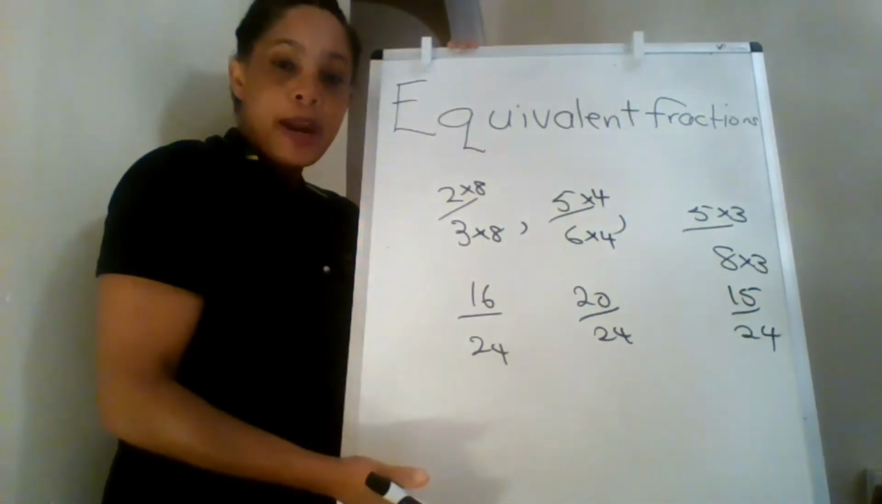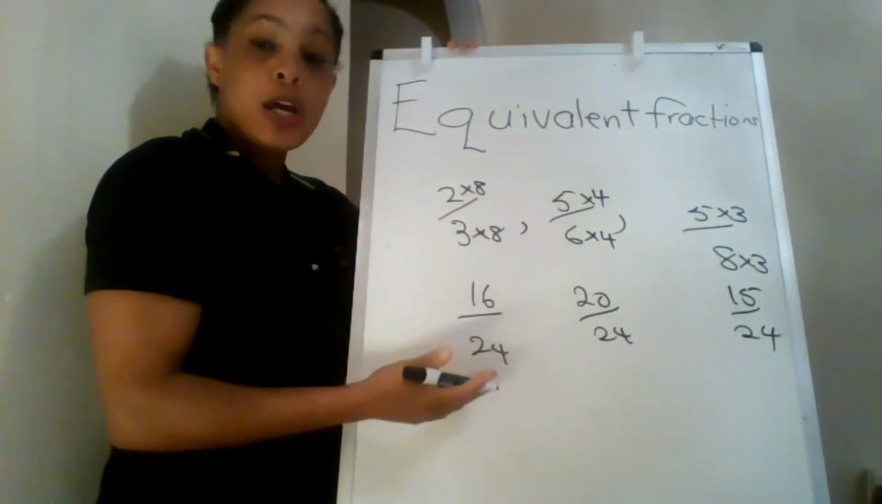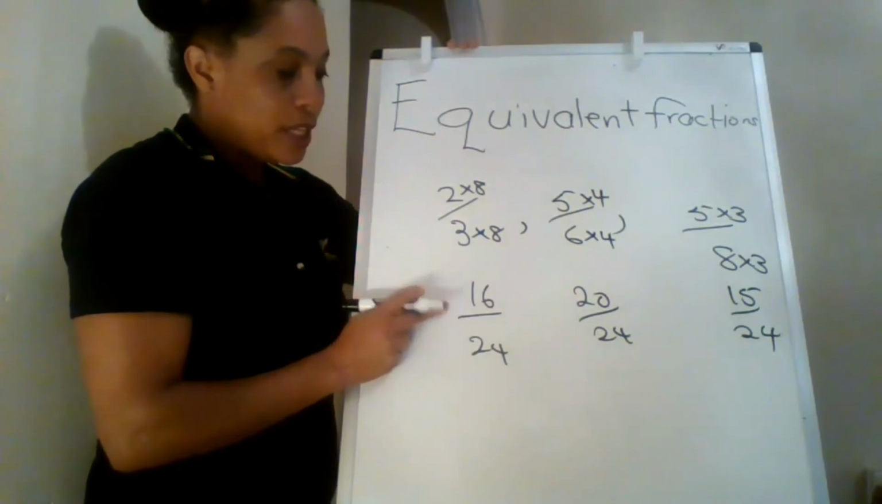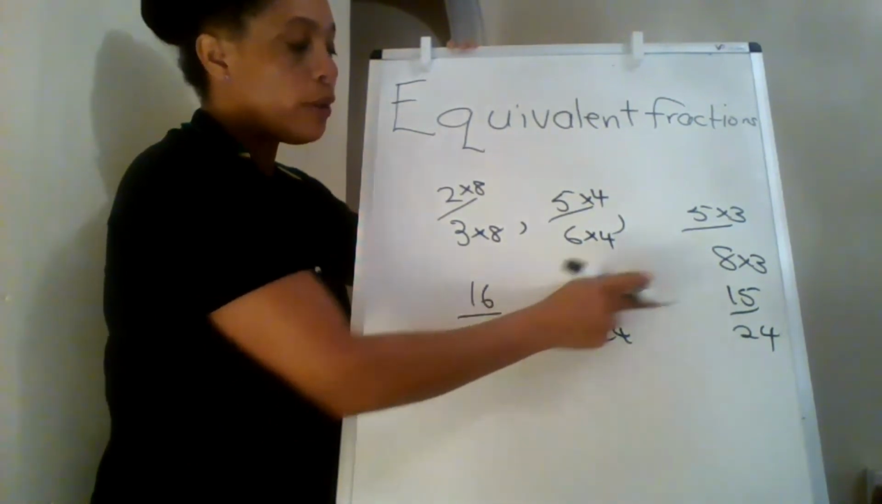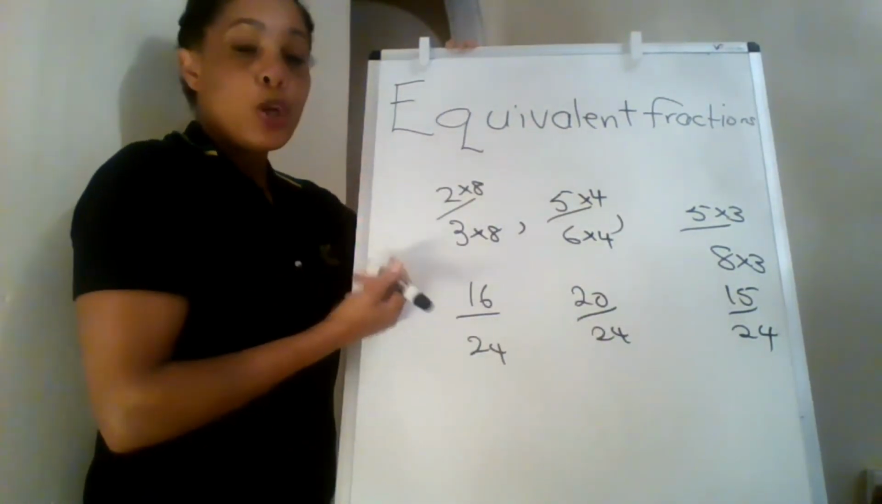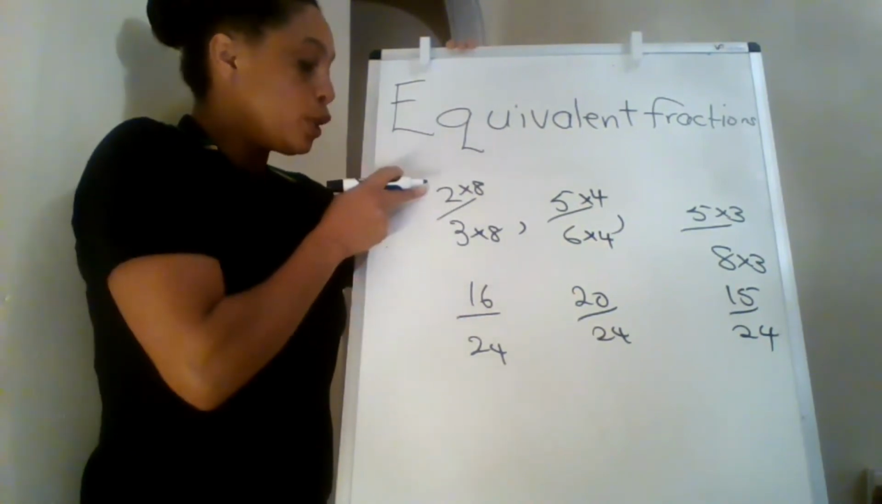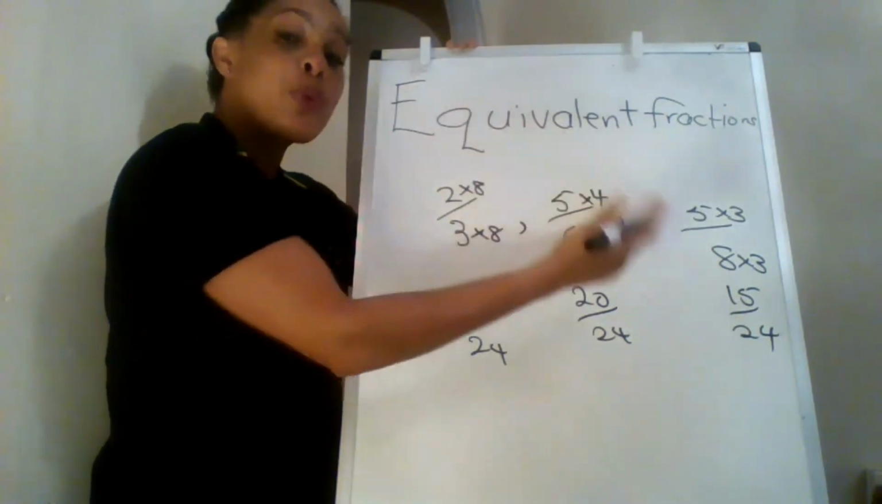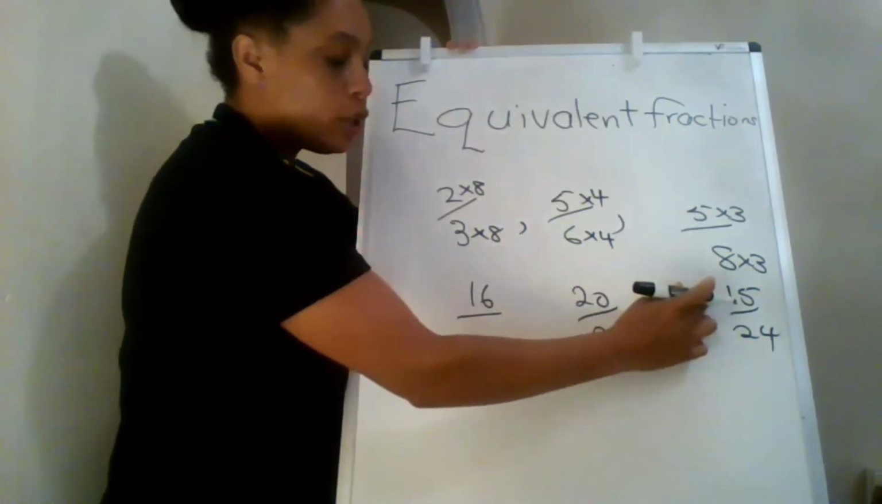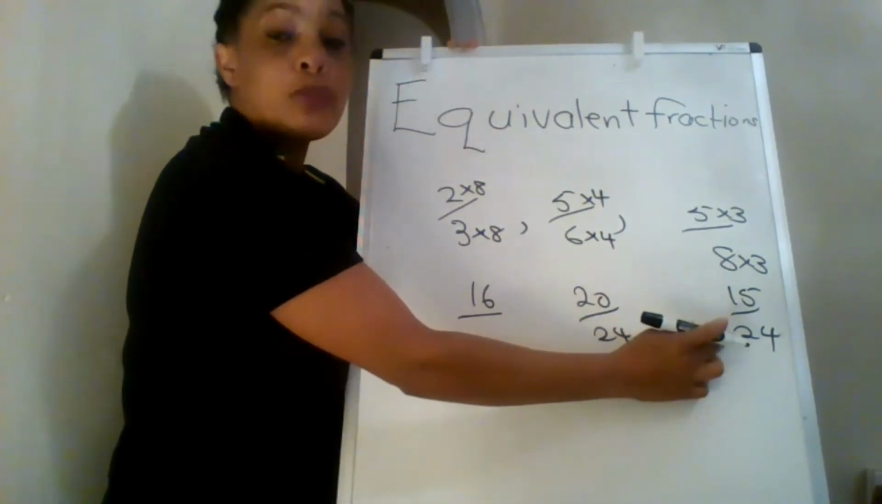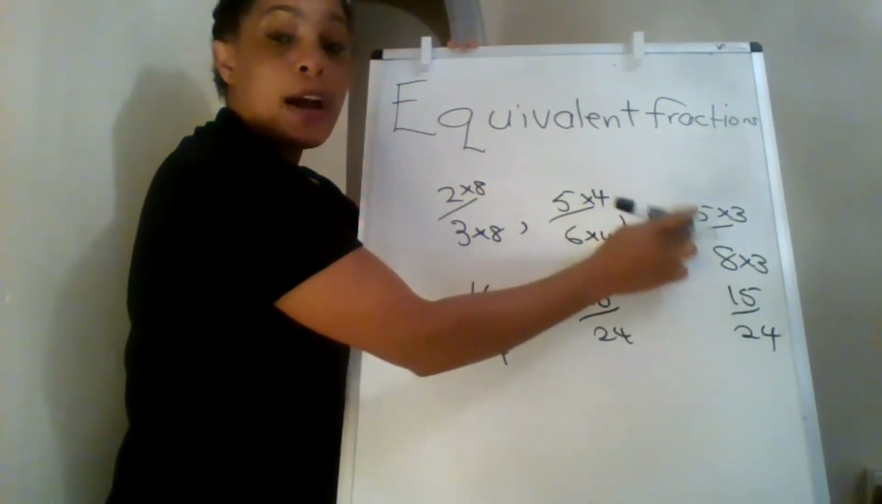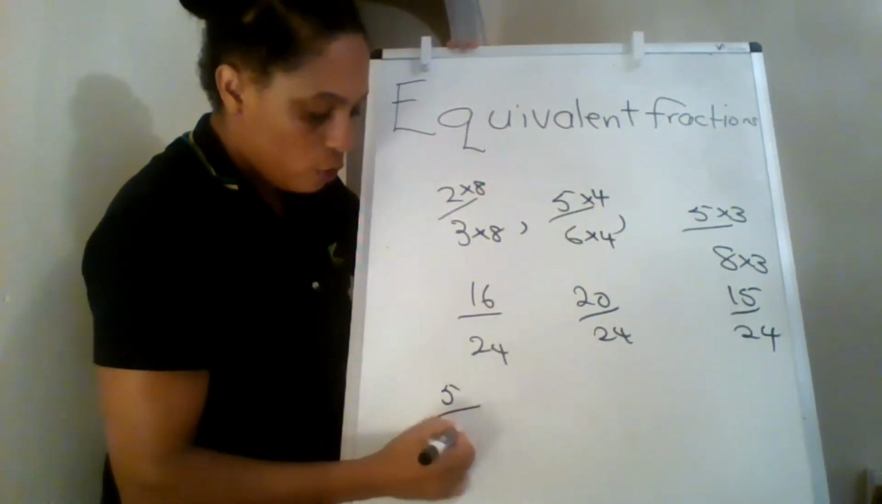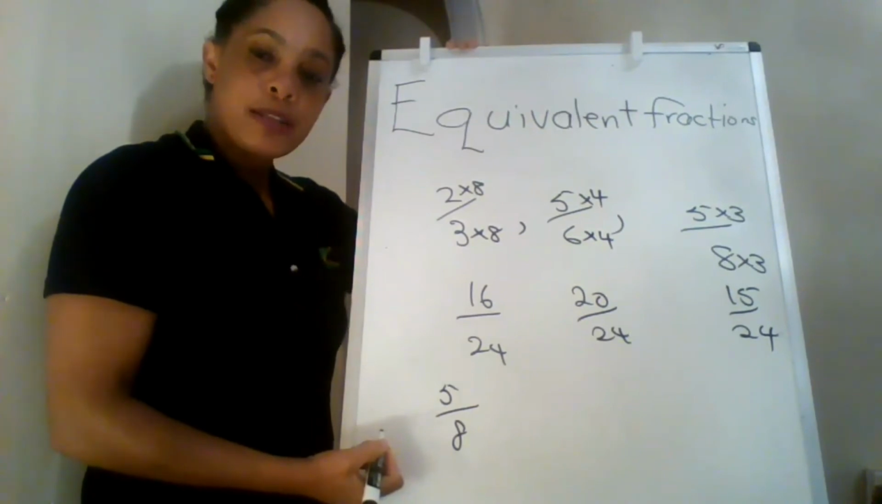Now we can compare which is the smaller to the bigger. Here I have 16 over 24, 20 out of 24, and 15 out of 24. Remember, we were asked to order 2 over 3, 5 over 6, and 5 over 8. So that's what we're going to be coming back to. The smallest one here is 15 out of 24, and that matches 5 over 8. So 5 over 8 is going to be your answer.